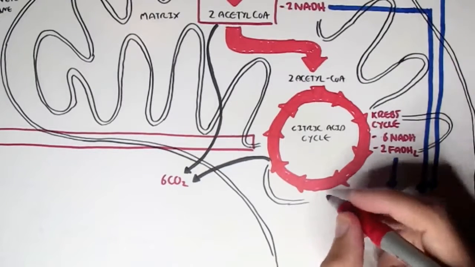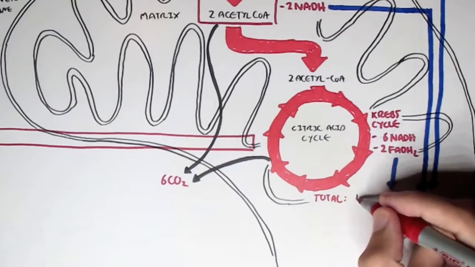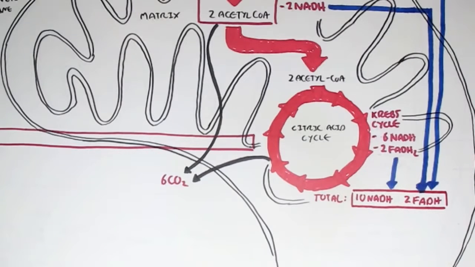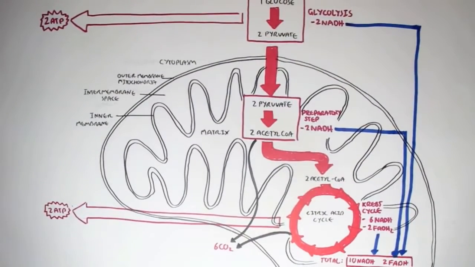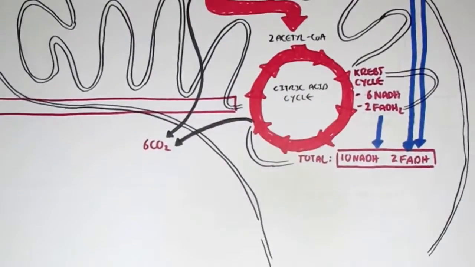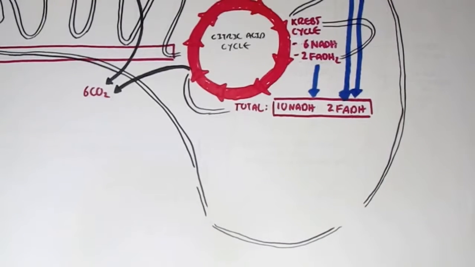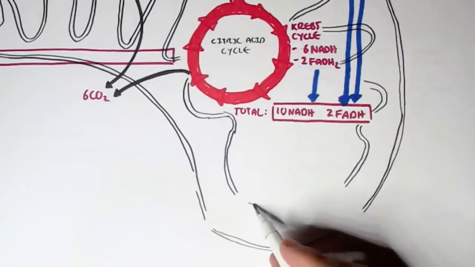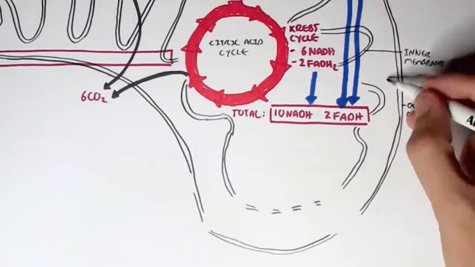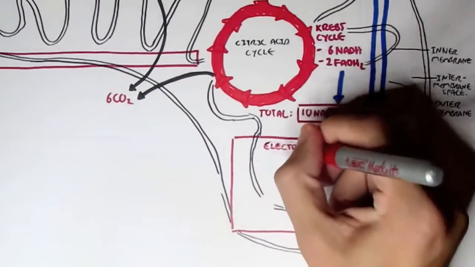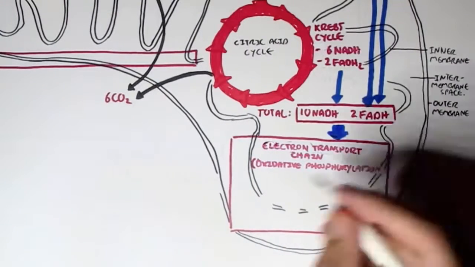The electron transport chain is within the inner mitochondrial membrane. Oxidative phosphorylation occurs in the inner mitochondrial membrane. And so the two NADHs from glycolysis have to come inside the mitochondria. And so the total amount of NADHs and FADHs we have from glycolysis, the preparatory step, and the citric acid cycle is 10 NADHs and 2 FADH2s. And now remember, in the mitochondria we have two membranes, the outer membrane and the inner membrane, and in between we have the intermembrane space. The electron transport chain, oxidative phosphorylation, occurs within the inner membrane of the mitochondria, as well as the intermembrane space and the matrix, of course.